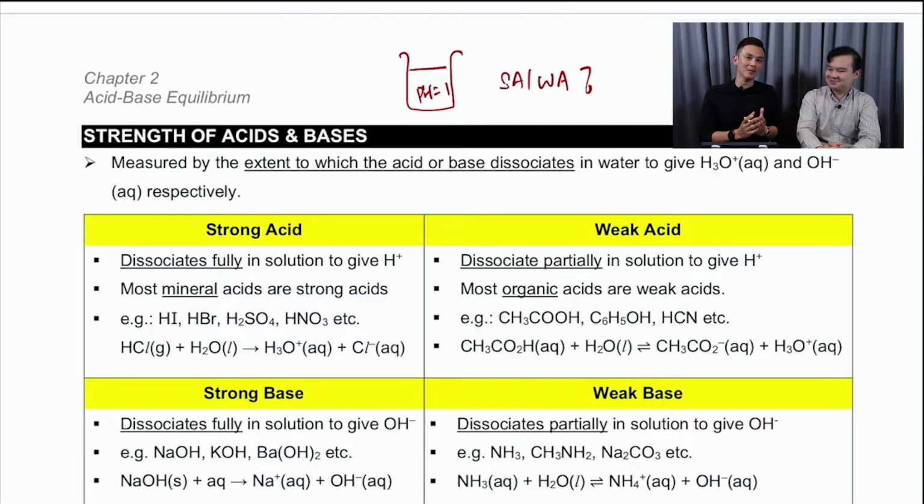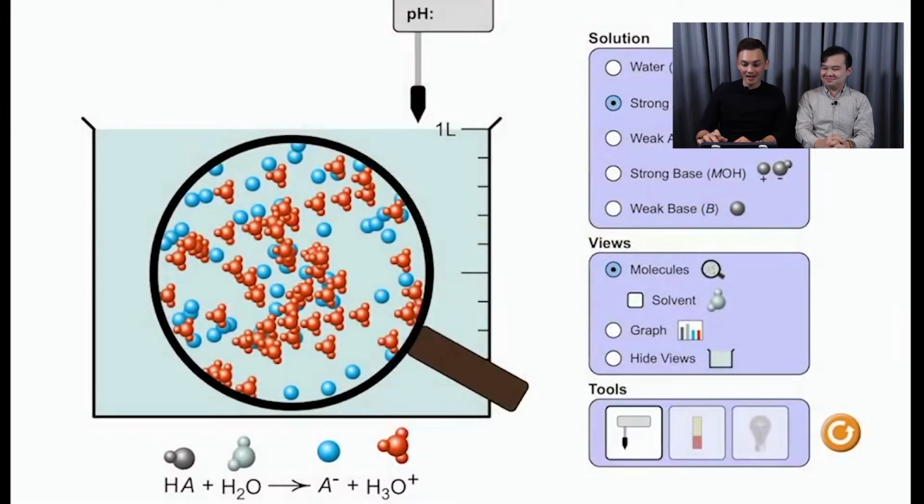If you recall, what really determines the strength of an acid is not so much the pH. It's more the extent of dissociation, whether the acid is fully dissociated or partially dissociated. Let's run through a simulation for the class. Now, this diagram is trying to show what happens when I have a strong acid versus what happens when I have a weak acid.